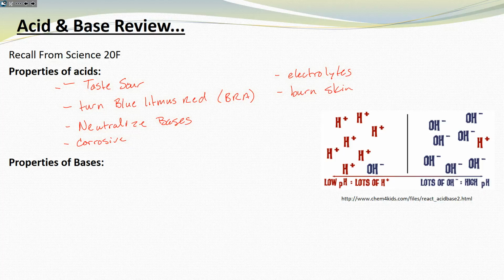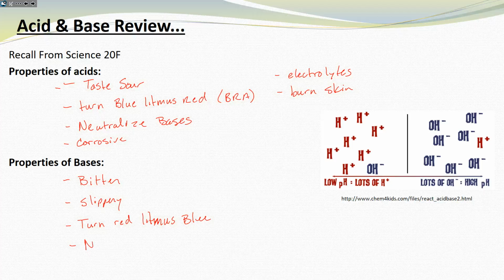Now, if we're talking about bases, you think of bases as the opposite of acids. So if acids taste sour, I guess some people would say sweet is the opposite of sour, but bitter is what we're looking for. If you've ever gotten soap in your mouth, you would know that bitter taste. That's from a base. Bases also feel slippery. That's why soap feels slippery. They turn red litmus blue.